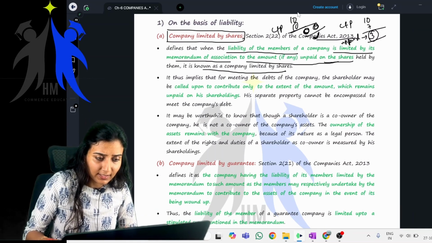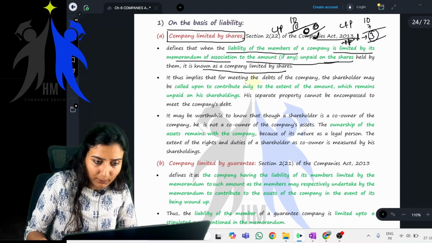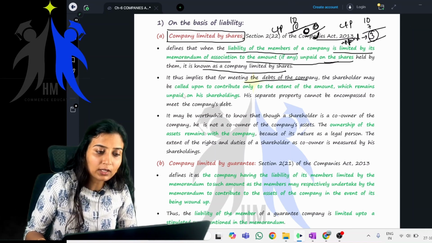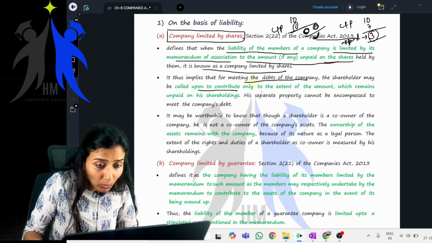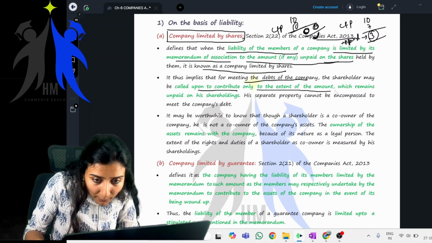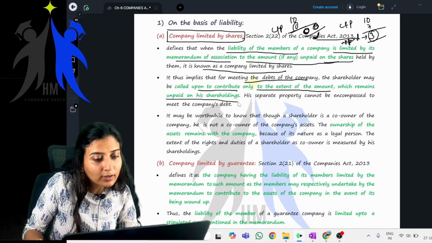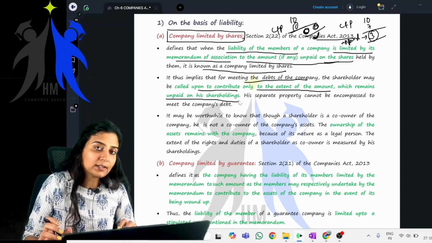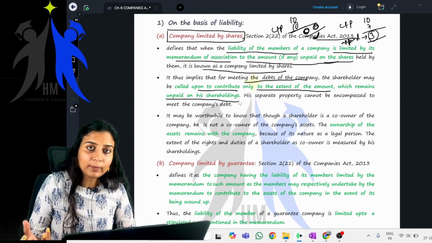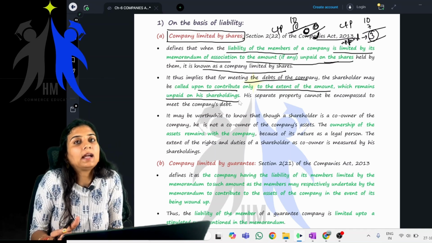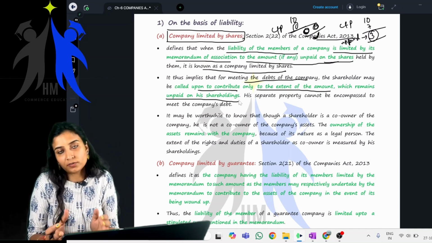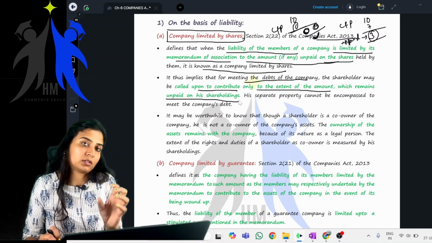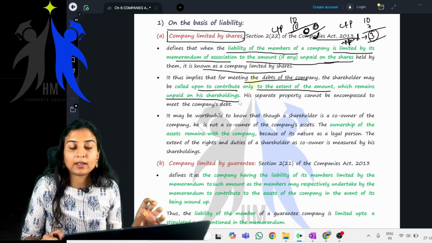See, next, let's read. It thus implies that for meeting the debts of the company, the shareholder may be called upon to contribute only and only to the extent of the amount which remains unpaid on his shareholdings. So if the company is not able to meet its debts, the maximum amount that it can call from the shareholders of the company is only the amount which is unpaid on the shareholdings.